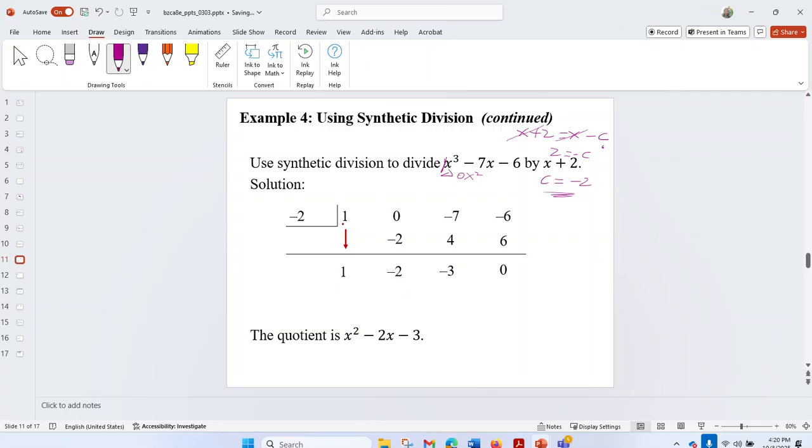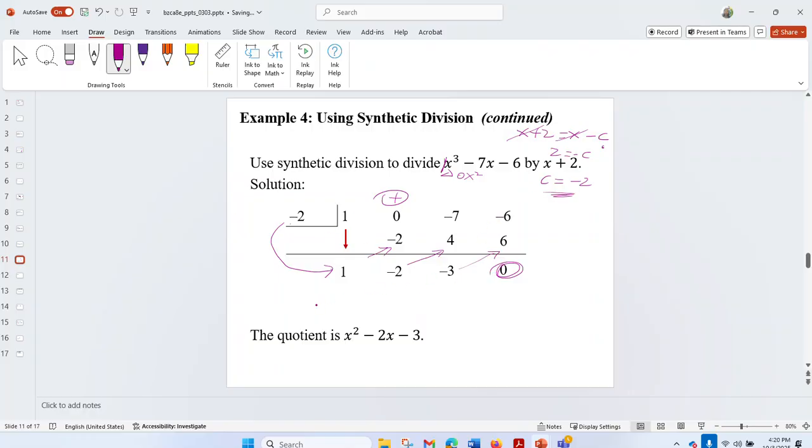And then bring the first one down. You don't do anything with the first one. Now you're gonna have a negative 2 times 1. You're gonna get a negative 2. And then using the addition, so that 0 plus this one still equals this one, right? And then negative 2 times negative 2, you got a positive 4. Using the addition, negative 7 plus 4, you got negative 3. Negative 2 times negative 3, you got positive 6. So this remainder is 0. 0 means this one is a factor, right?